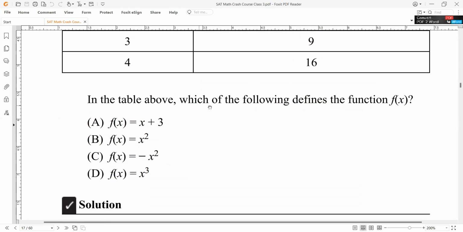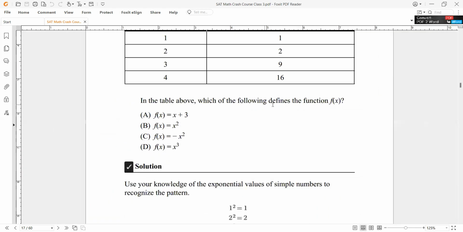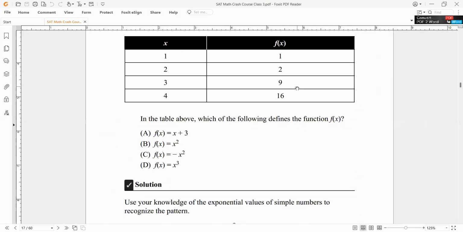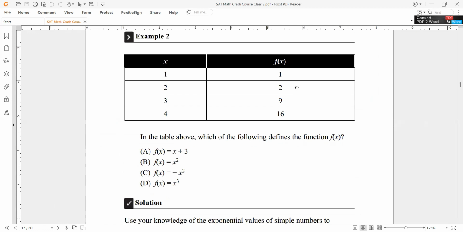In the table above, which of the following defines the function f of x? I think this is the exact problem where we really need to use the plugging-in-choices, the option test method. I think this is the exact problem.